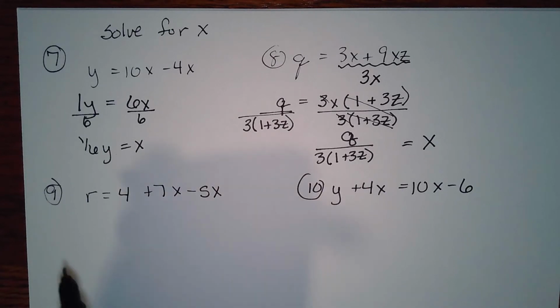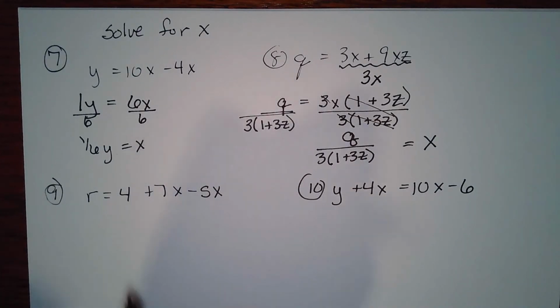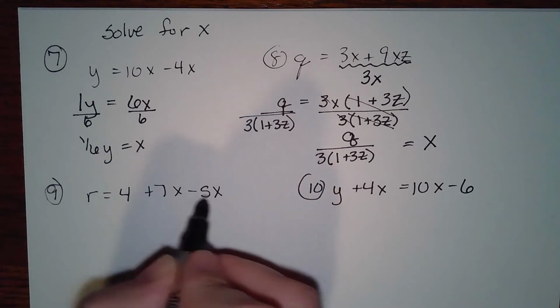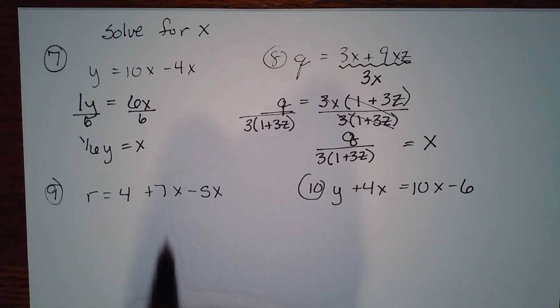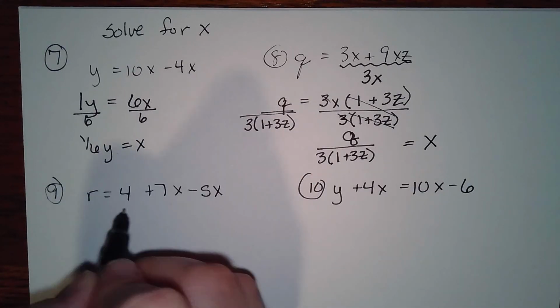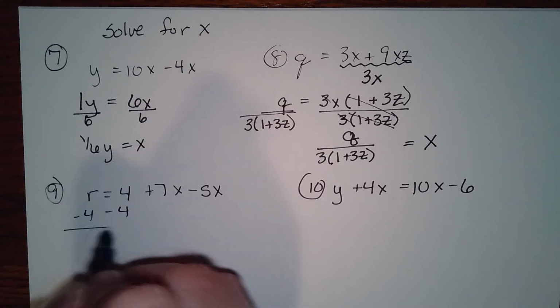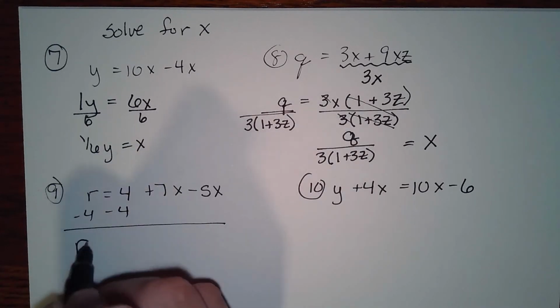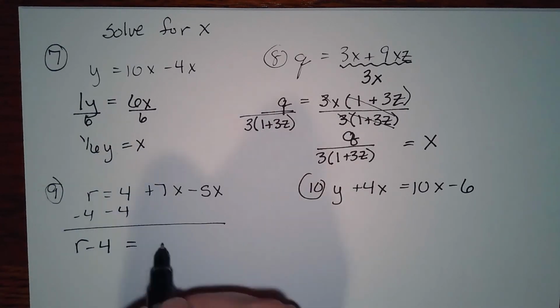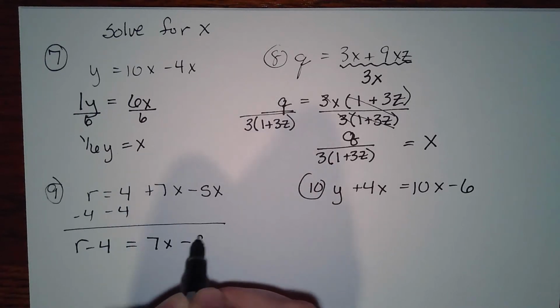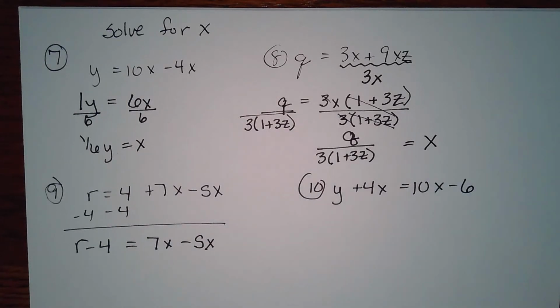Look at number 9. You're going to notice the same theme here. Once again, we have this little menagerie of a mess. I'm going to go ahead and subtract the 4 across first. So this is r minus 4 equals 7x minus sx. Yes, that's an s, folks.